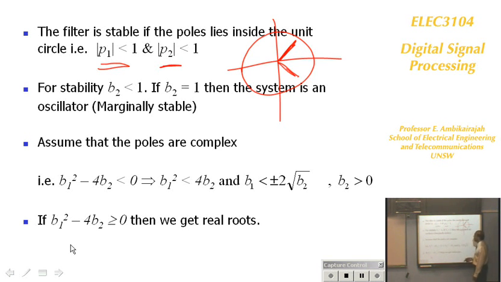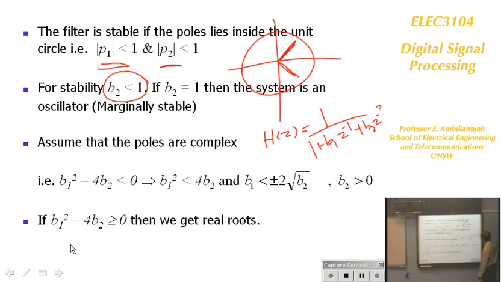They're conjugates. For stability, we know b2 should be less than 1. b2 is your coefficient in the denominator, 1 + b1 z^-1 + b2 z^-2. We just showed earlier b2 equals r squared. r is the radius. For stability, b2 has to be less than 1. So that's another condition we can write.